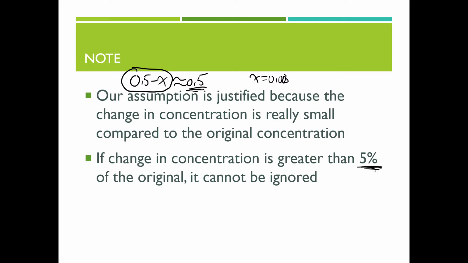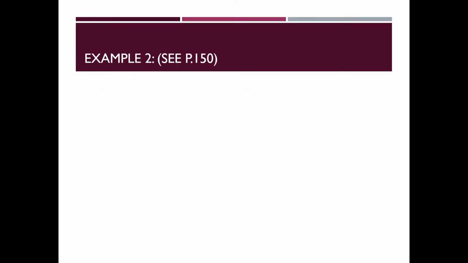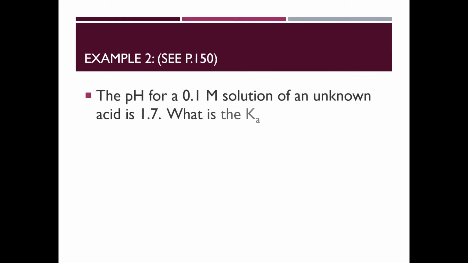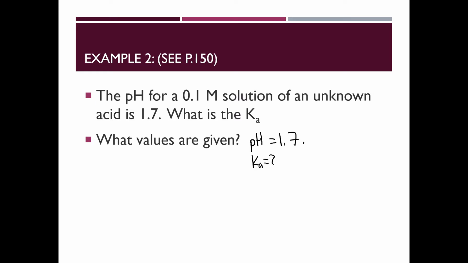On to the second example. In the second example, we are asking for not the pH this time because we were given the pH. The concentration is 0.1 molar. We don't know what the acid is, and then we're asked to find what the Ka is. So similar to example 1, we'll start off as follows. What values are given? In this case, we are given the pH. Oh wait, pH has no units. And then we are asked to find what the Ka is.